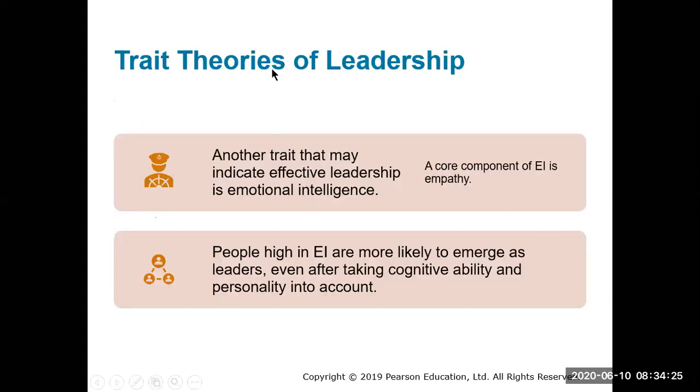In the trait theories, another important trait that indicates effective leadership is emotional intelligence. This has also been discussed in a previous chapter, chapter 6, I think, about emotional intelligence. The component of emotional intelligence that is important for leadership is empathy.